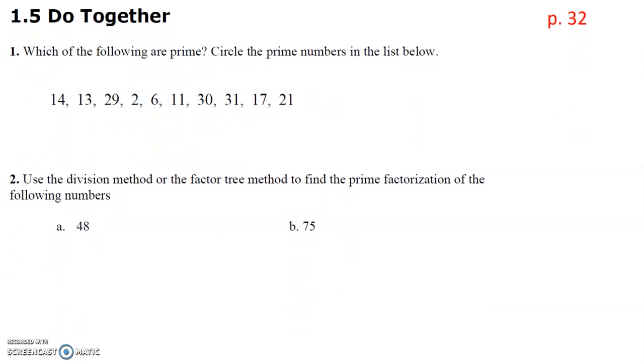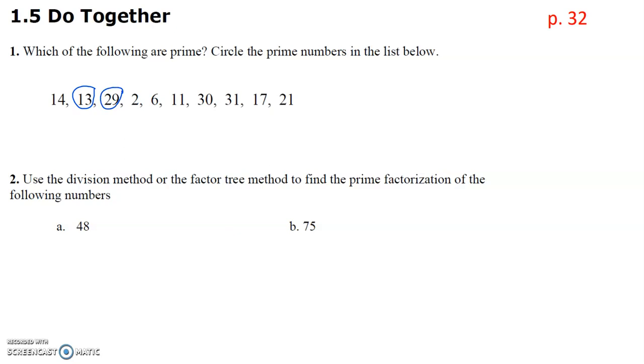So question number 1, which of the following are prime? Circle the prime numbers in the list below. So we want to make sure only itself and 1 can be factors of the numbers. 14, we know 2 times 7 makes 14, so that's out. 13, nothing makes 13 except itself. 29, you always have to be really sure. Just because it's odd doesn't mean it's prime. This one doesn't have any factors other than 1 and 29.